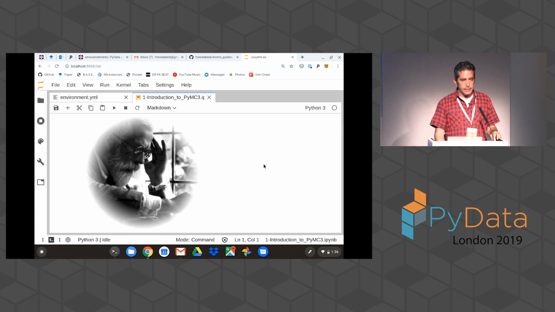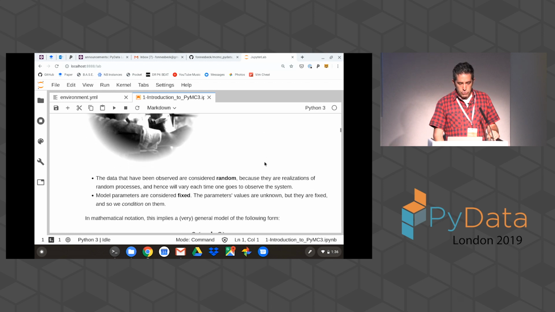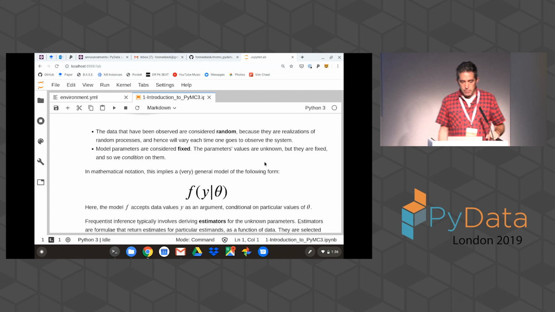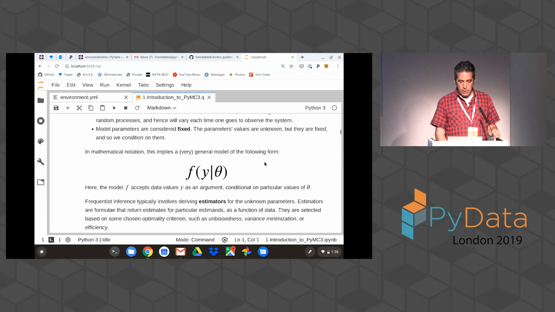So if you're a frequentist like Ronald Fisher here, you view the world in a slightly particular way. So the idea if you're a frequentist, you consider your data to be random, that they were generated by random processes. And each time you go out and observe the world, you'll get different values. And so that's the thing that we're going to model. And then your model parameters or your unknowns are the things that are fixed. So they're fixed and we condition on them. So this is kind of how a frequentist thinks. Probability of your data given some values of parameters which are unknown.